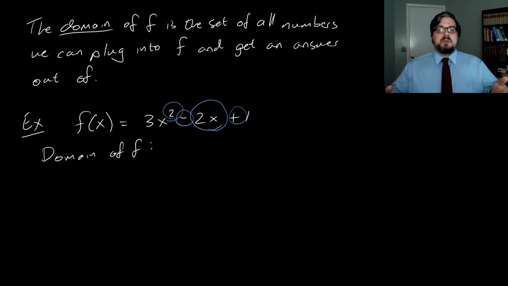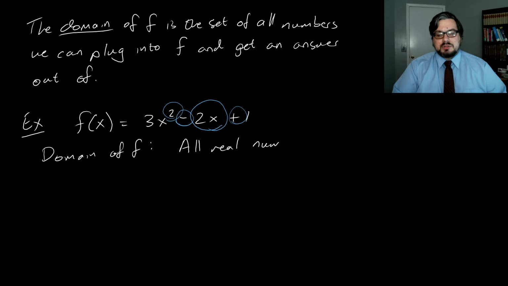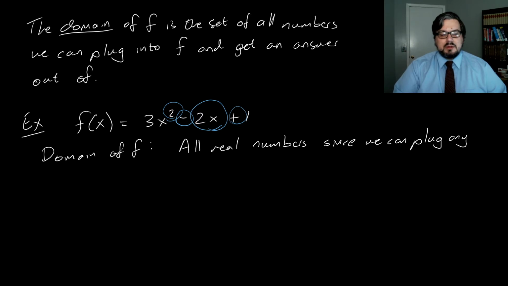No matter what number we pick, whether it's 0, whether it's a billion, or whether it's some weird fraction, we're always going to be able to plug that into this formula and get a number out of it. So the domain of this function f is all real numbers, since we can plug any number into the formula 3x squared minus 2x plus 1 and get a number back.